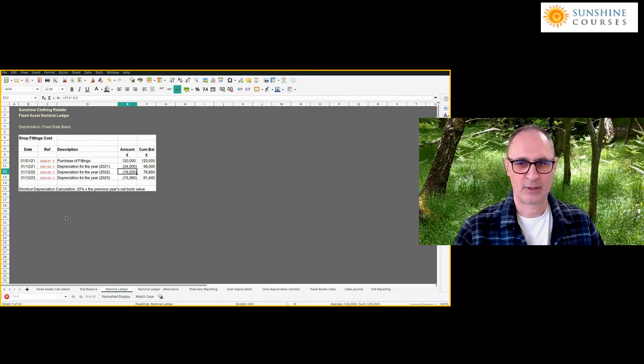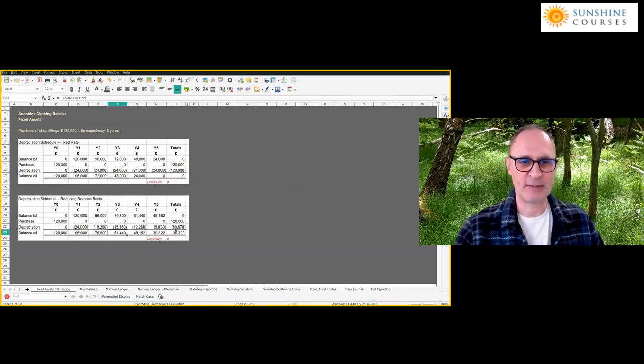If you remember, this is the original chart on a reducing balance basis. The reason you never fully depreciate is because you only ever depreciate based on a percentage of what you started off with. So as long as you never start off with a negative figure, your depreciation is always going to be less than what you start off with. So you can never fully depreciate your assets.